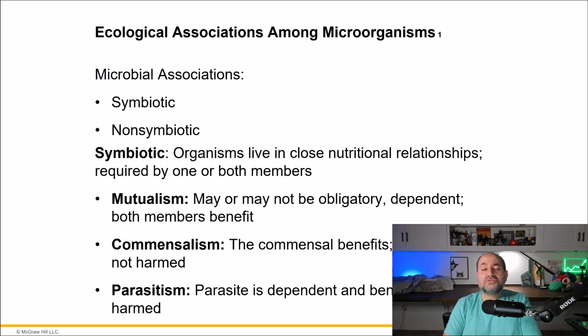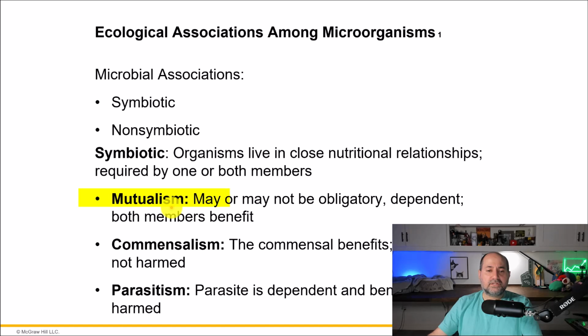Now, organisms can also form nutritional dependencies on one another, or nutritional associations with one another. Discuss two of these microbial associations, symbiotic and non-symbiotic associations. So let's start with symbiotic associations. And this term symbiotic refers to organisms that live in close nutritional relationships that's required by either one or both of the members. So there are three forms of symbiotic relationships that you need to know about.